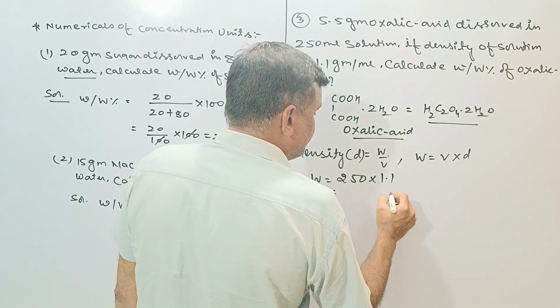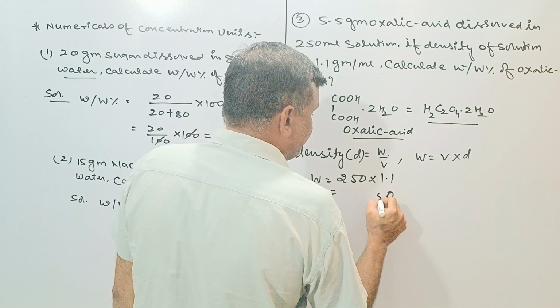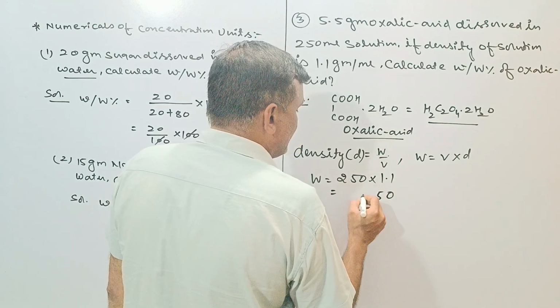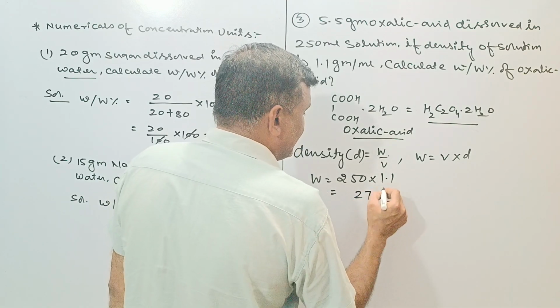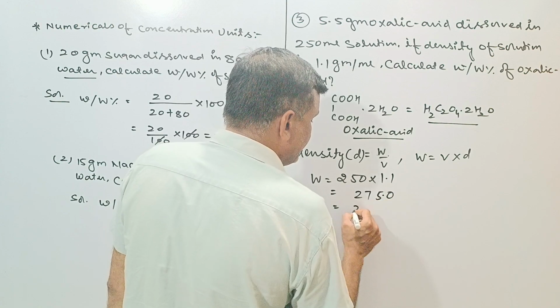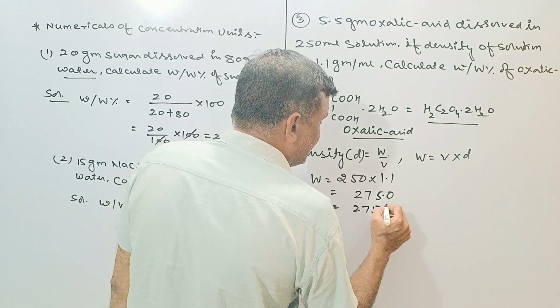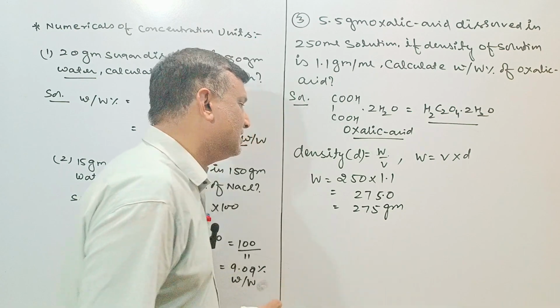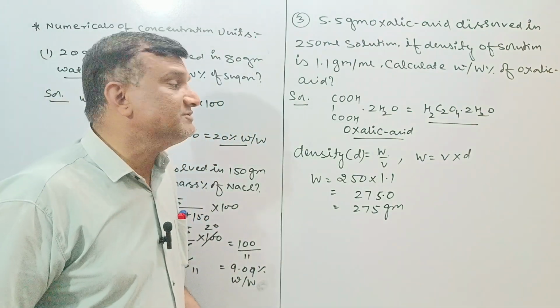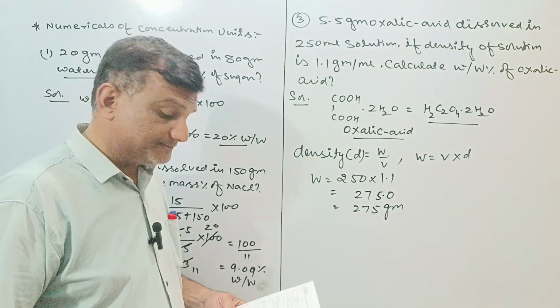On multiplying, it will be 275 grams. This is just the mass of the solvent.